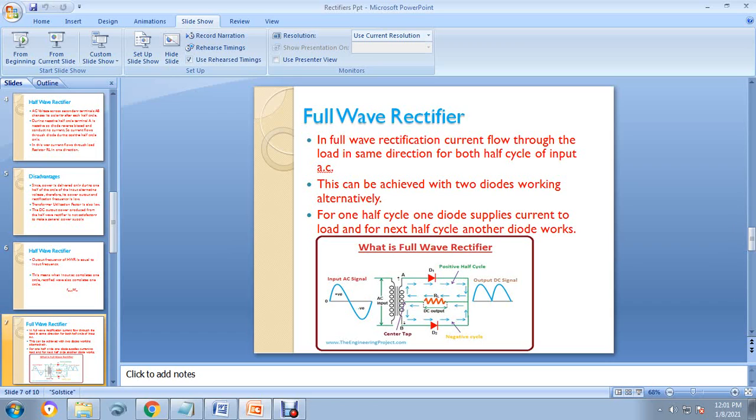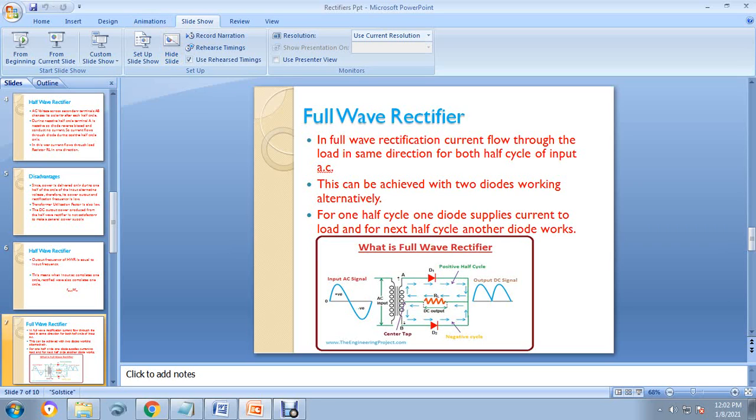Since only the positive half cycle has been used in the half-wave rectifier, here by using two diodes I can utilize the negative half cycle as well. How, we'll see. But since we are using two diodes, we must use a center tap transformer, rather than the step down transformer used in the half-wave rectifier. Here we will use the center tap transformer, since we are using the two diodes D1 and D2.